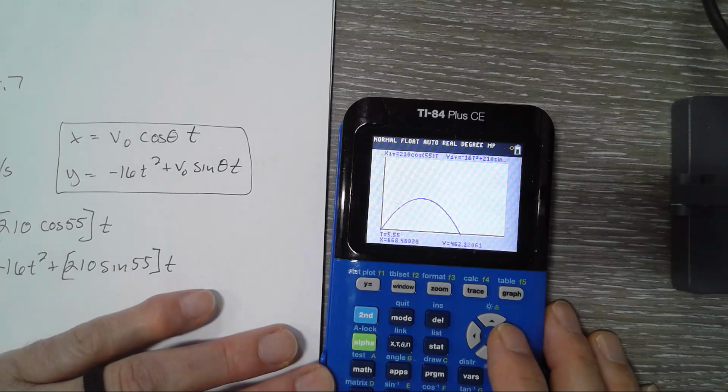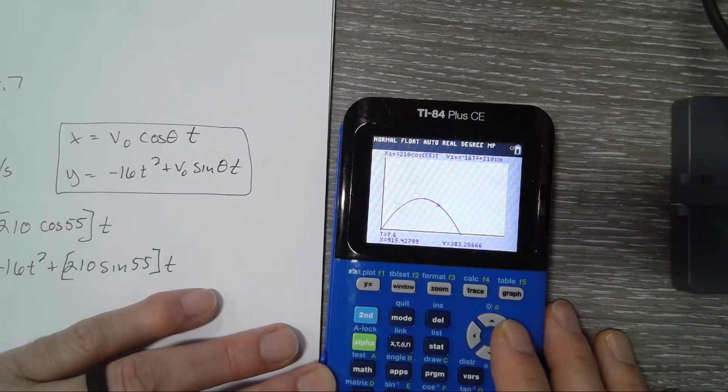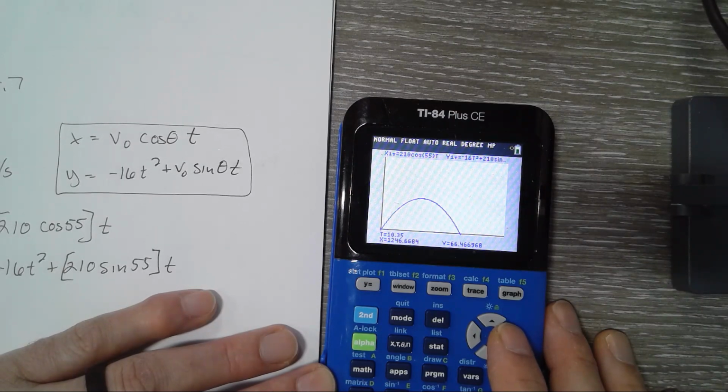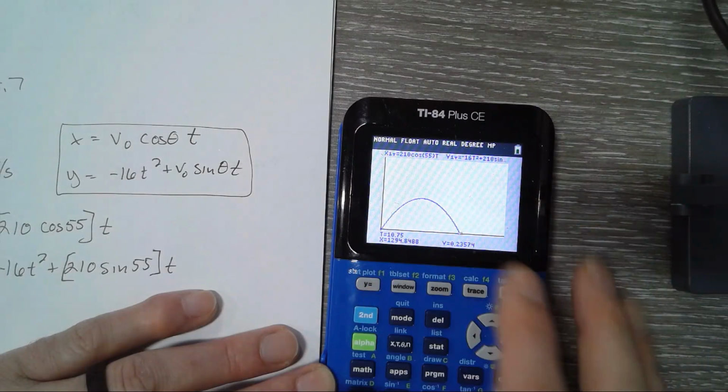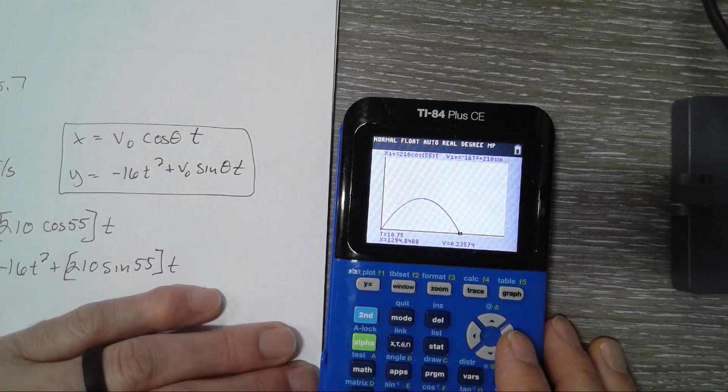They also want to know when it hits the ground and how far it travels, so I'm still tracing it here. So once my Y is 0, that's pretty close. So it takes about 11 seconds to land, and it travels 1,294, so maybe 1,300 feet in the air.